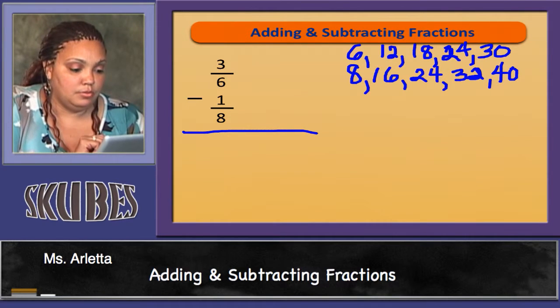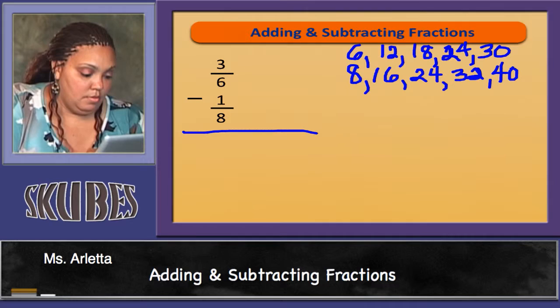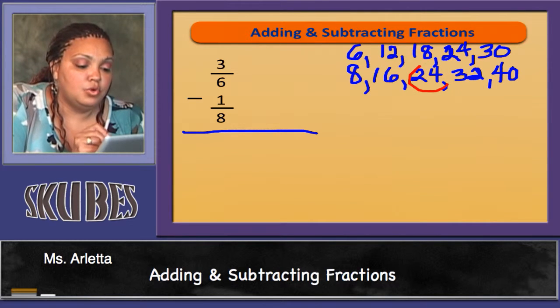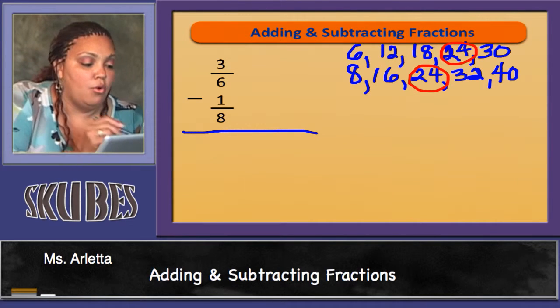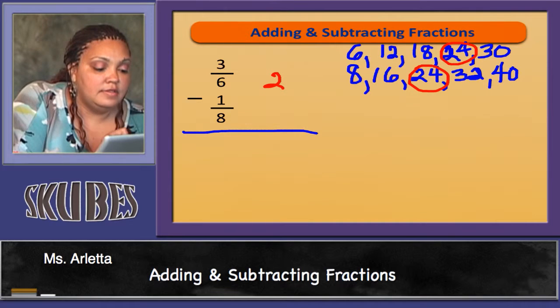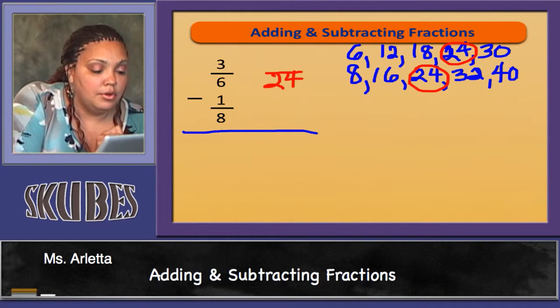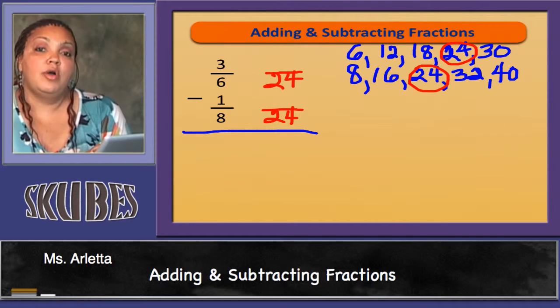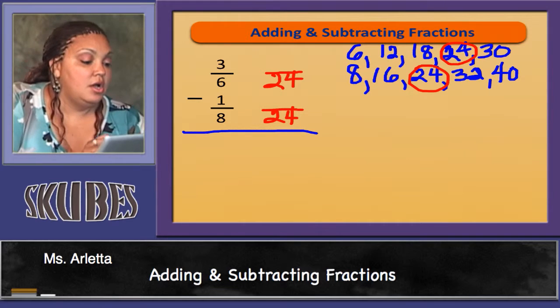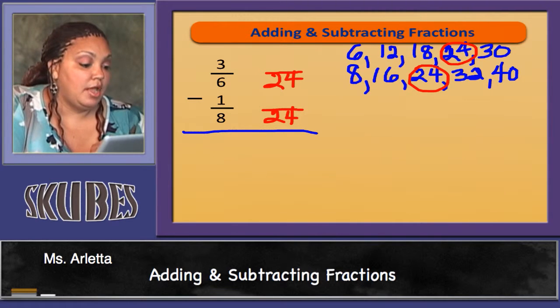And yes, you do. The number that we have in common is 24. So 24 will be our least common denominator. Remember, to the right of each of the given fractions, you have to put that denominator, and then you'll have to make an equivalent fraction using your denominator of 24, an equivalent fraction of 3/6 and 1/8.